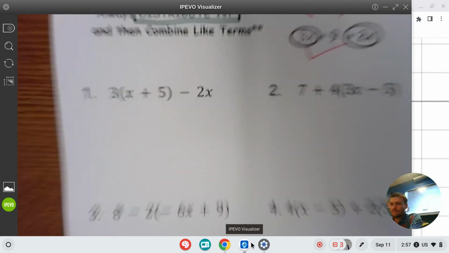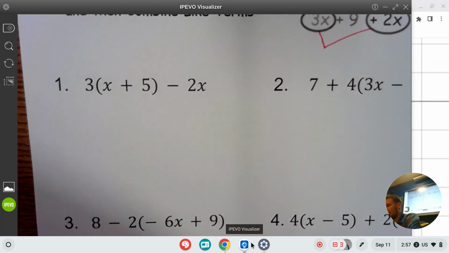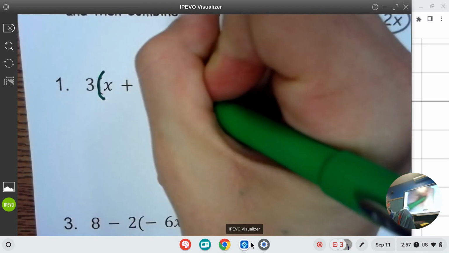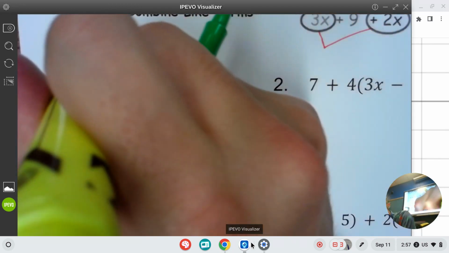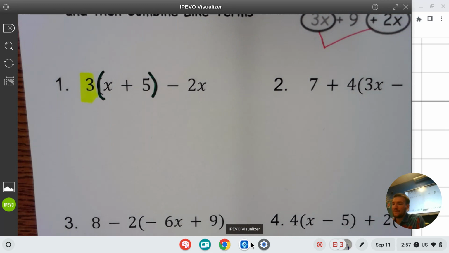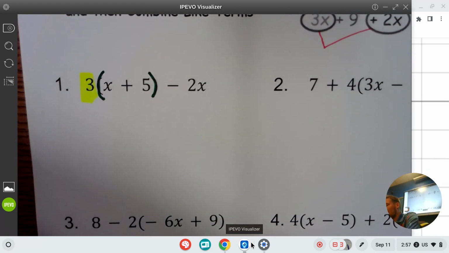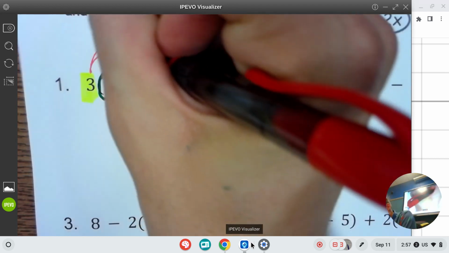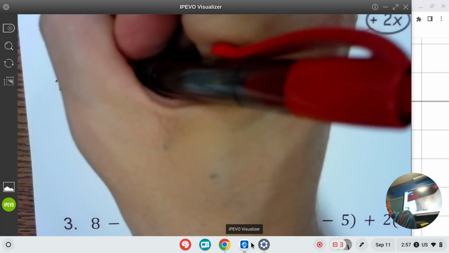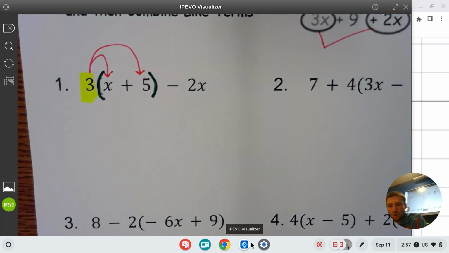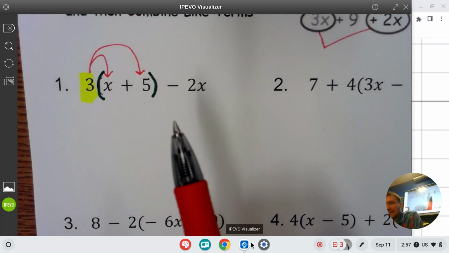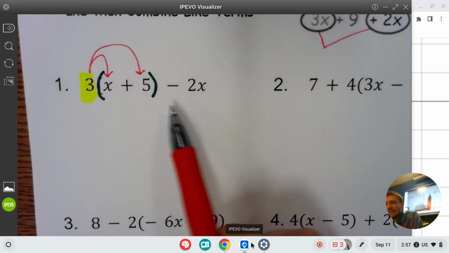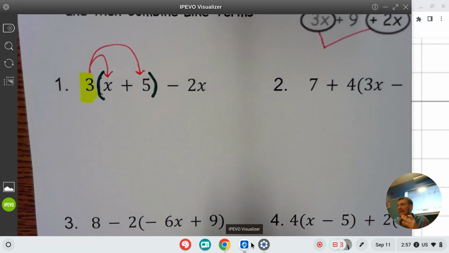Let's do number 1. Do we see any distributing that needs to happen? Yes. What do we need to distribute? The 3. I agree 100%. And remember, distributing goes first every time. Now, how many arrows do I need to draw total? Just 2, right? Only 2 arrows. This does not get an arrow because it is not in the parentheses, so let's ignore it for now.